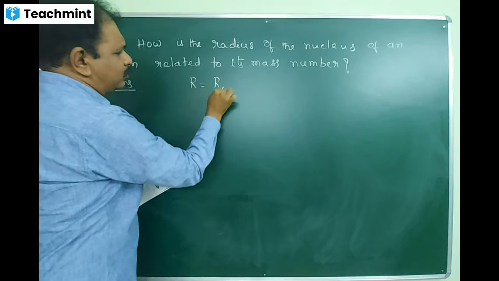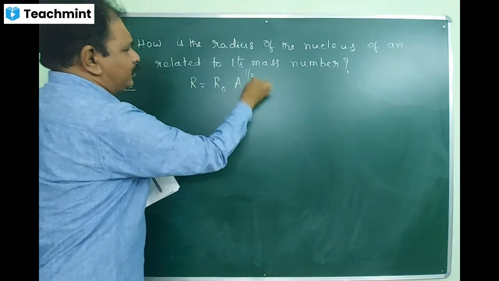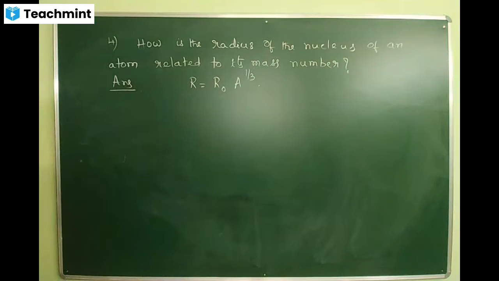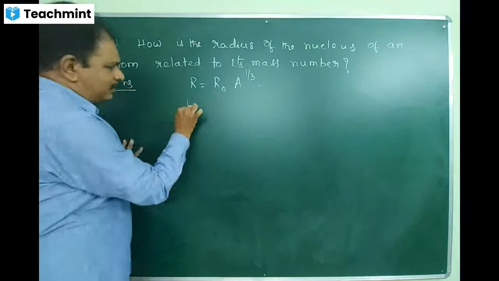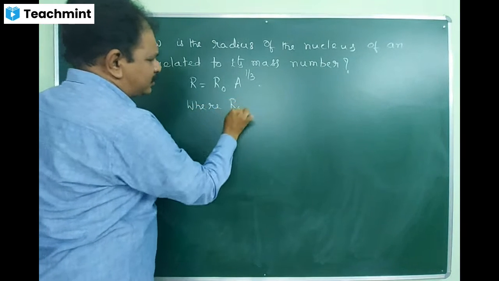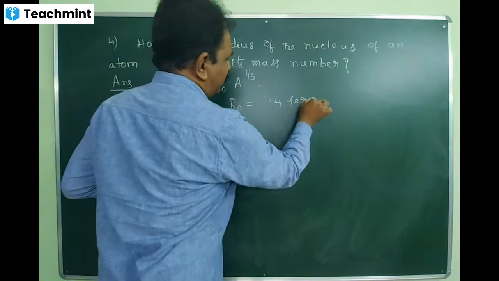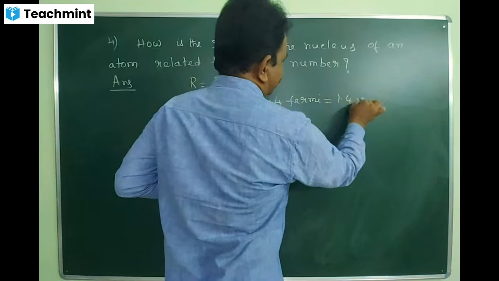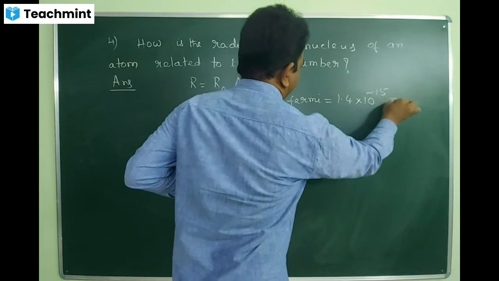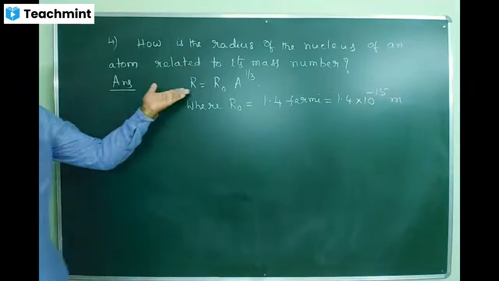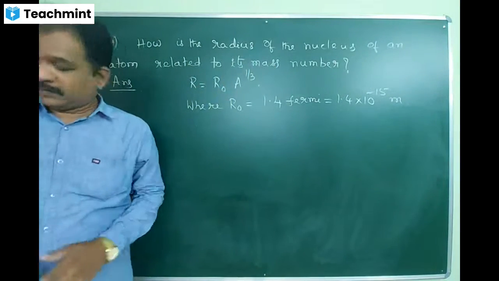R is equal to R naught into A power 1 by 3, where R naught is a constant. R naught is equal to 1.4 Fermi, that is 1.4 into 10 power minus 15 meter. R is radius, A is mass number.